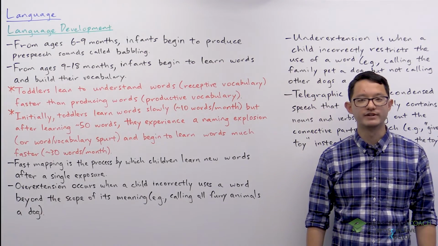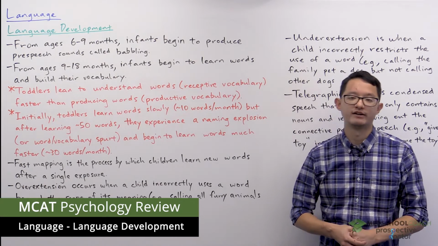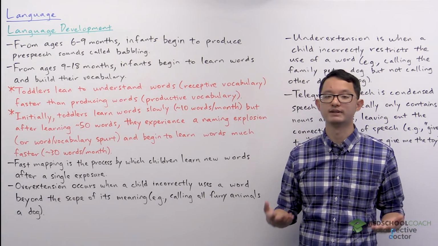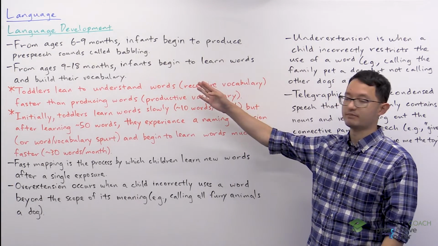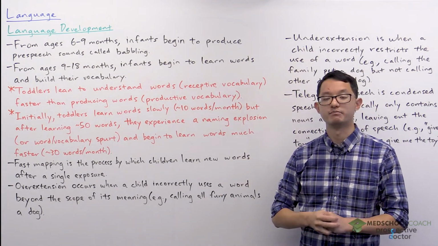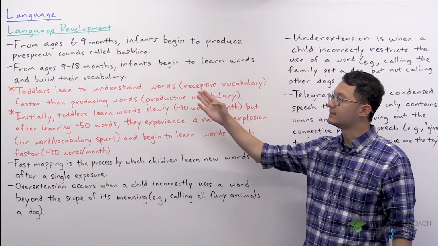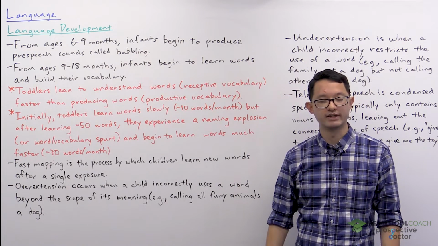In this video, we're going to go over language development. When infants are born, they are incapable of producing speech. They can make sounds, they can cry, but they cannot produce speech. At the ages of 6 to 9 months, infants begin to produce pre-speech sounds called babbling, and from ages 9 to 18 months, infants begin to learn words and build their vocabulary.